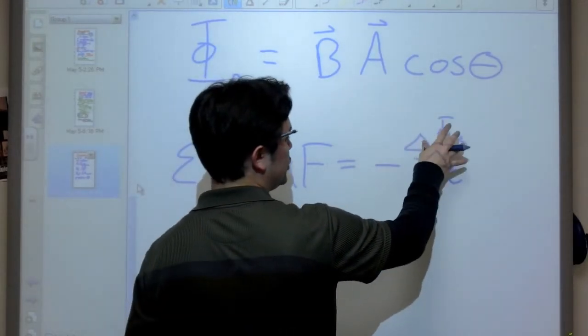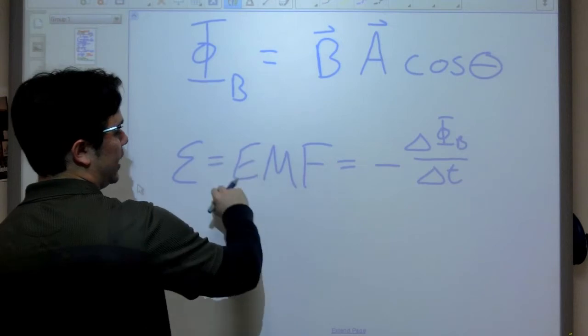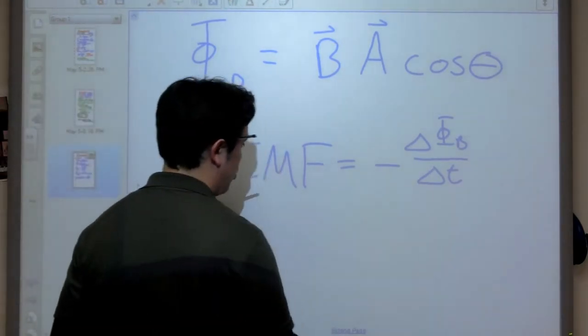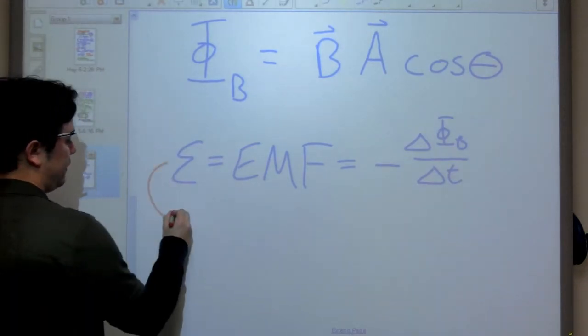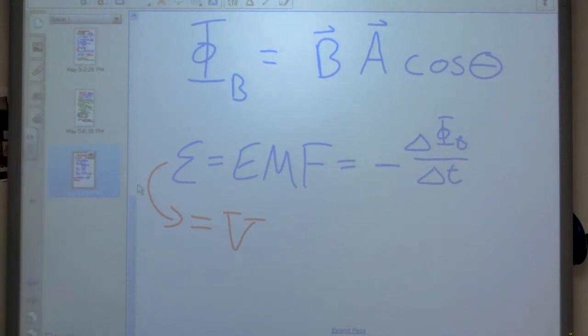This tells us as we change our flux through time, we will actually develop what's called an EMF, an electromotive force. And I cannot stress this enough. Whenever you are dealing with an EMF, you can set it basically equal to a voltage for your circuit. That way you can find the current induced in the wire and so forth.